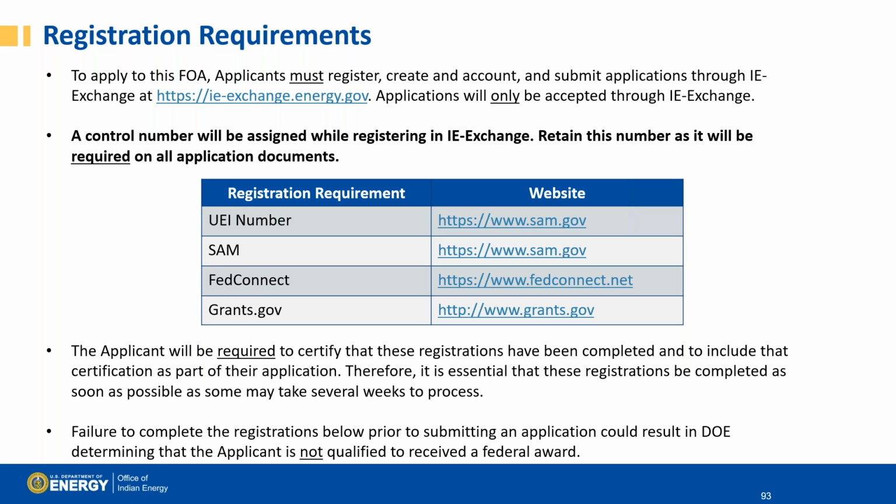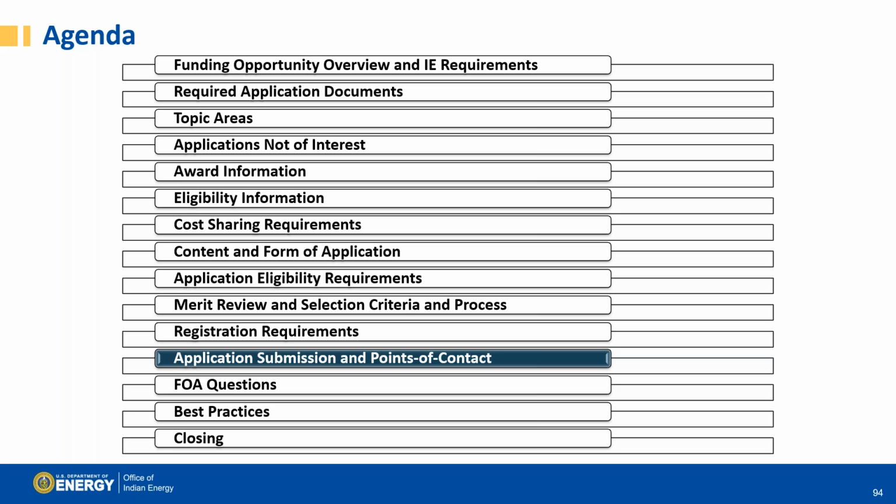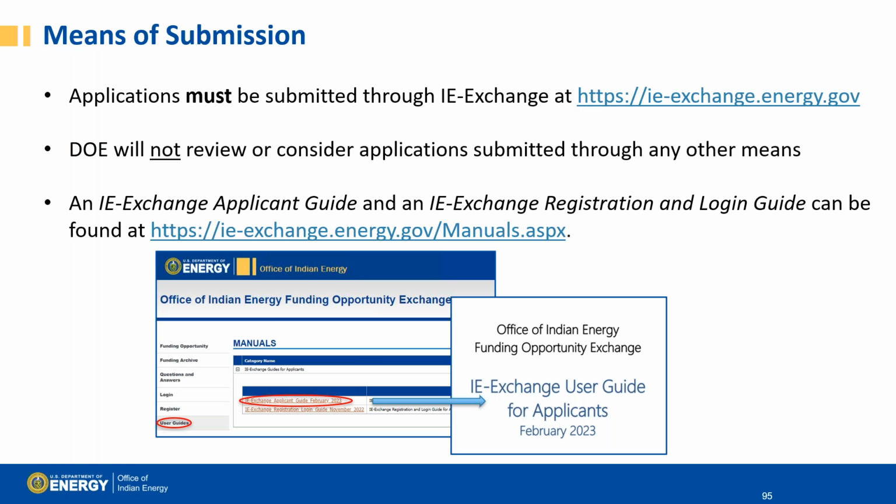Okay, next slide, slide 94, please. We're going to talk next about application submission requirements and designated points of contact. Next slide, please, 95. We mentioned that the application must be submitted on IE-Exchange and that DOE will not review or consider applications submitted through any other means. It must be submitted on IE-Exchange.